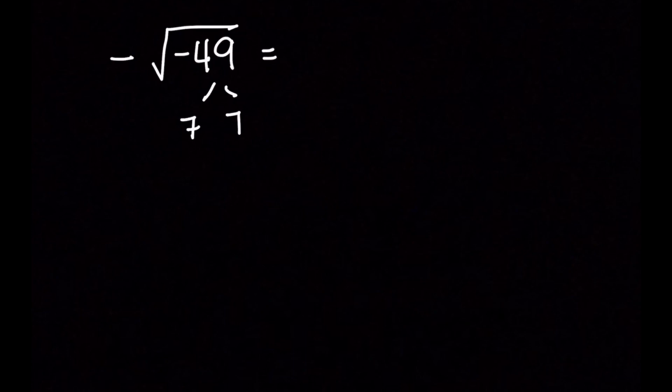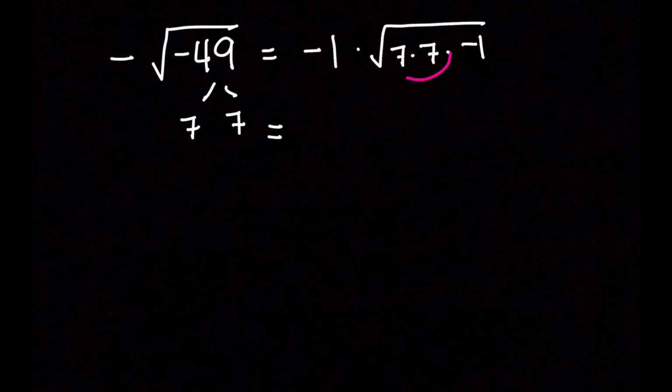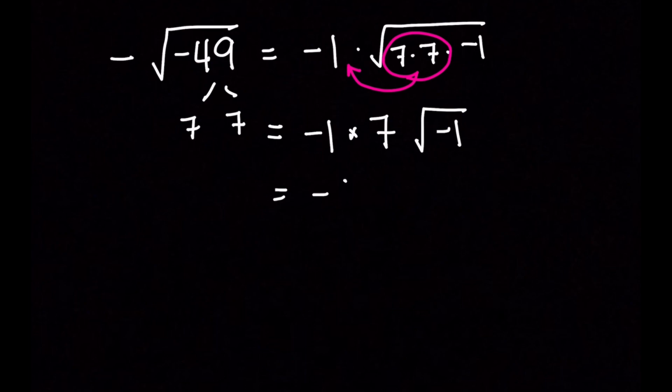If I take more funky numbers, let's do negative square root of negative 49. That's 7 times 7, and I can stop there. So negative 1 times square root of 7 times 7 times negative 1. Every set of 2, 1 can come out. So it would be negative 1 times 7 and square root of negative 1. And as a reminder, a square root of a negative 1 is just i. So my final answer would be negative 7i.